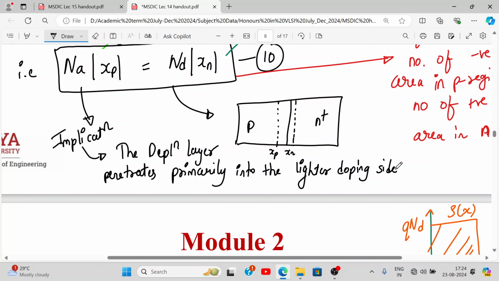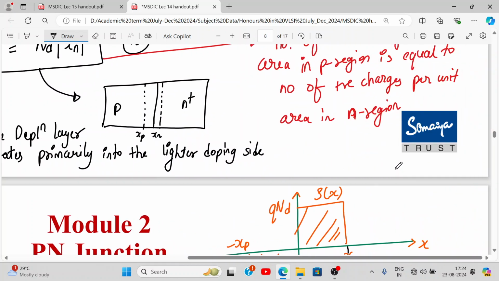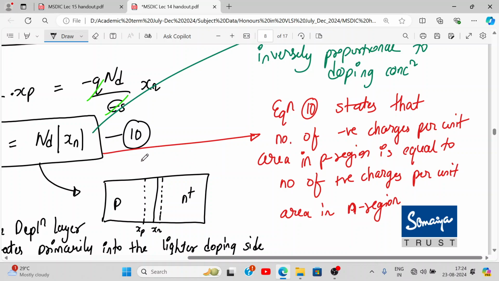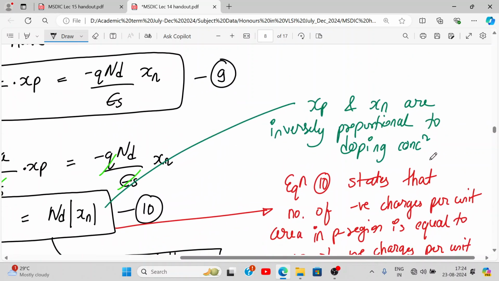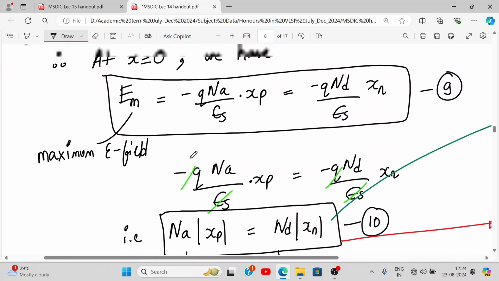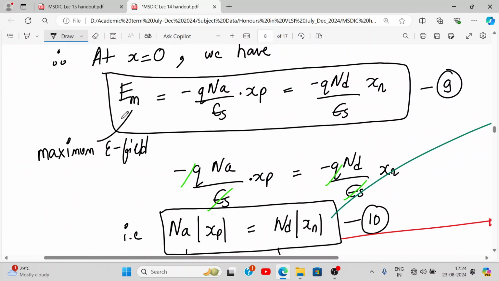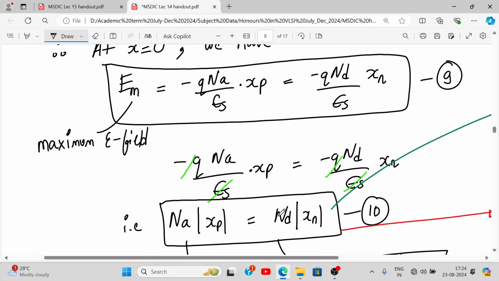This will be very, very handy when we discuss heterojunctions and heavily doped PN junctions. You know what a Zener diode is? A heavily doped PN junction only. Okay, so this states that Xn and Xp are inversely proportional to the doping concentration. All right, so write down the formula for EM, and write down these expressions, number 9 and 10 actually. Please write them down.